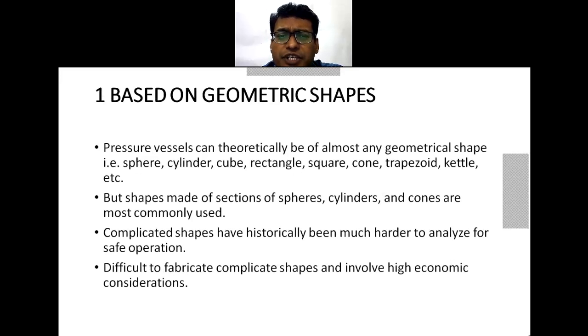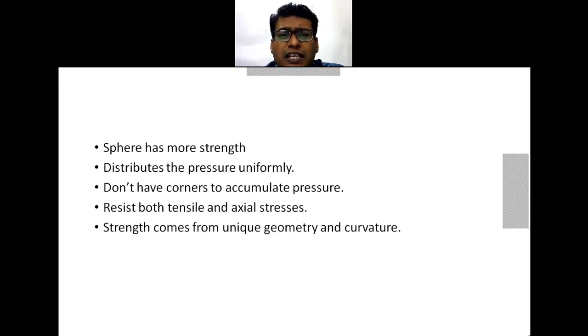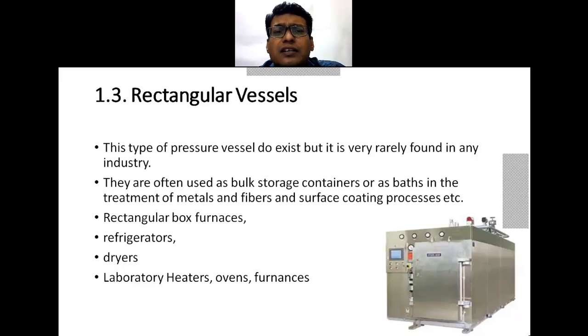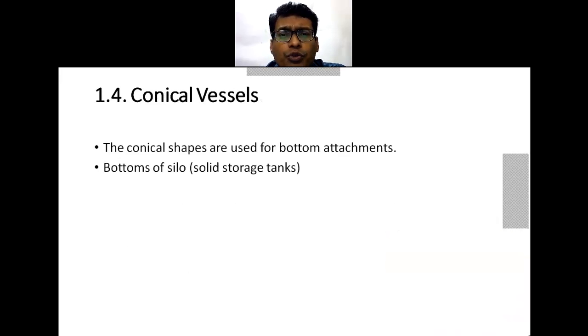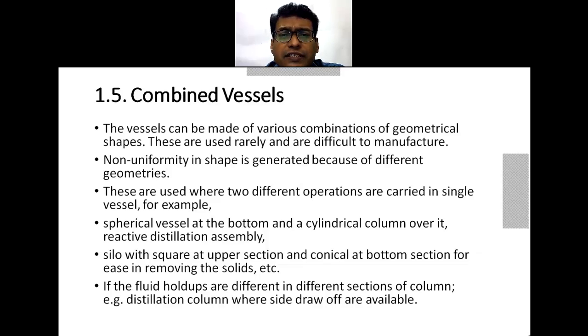Based on geometric shapes, it can be a sphere, cylinder, cube, rectangular, square, conical, trapezoidal, or kettle type, that can be of any shape. Out of that, the spherical vessels and the cylindrical vessels are the most commonly used. Sometimes rectangular vessels are also used. Conical is generally preferred for bottom sections for easy solid flow. Then combined vessels are combinations of different geometries or dimensions of the same geometry.